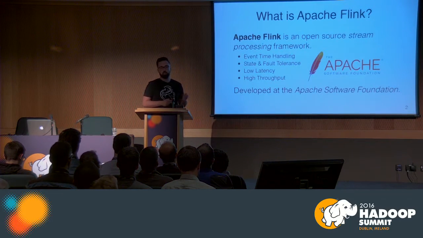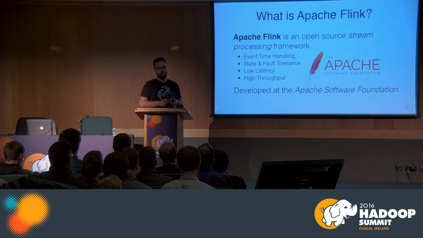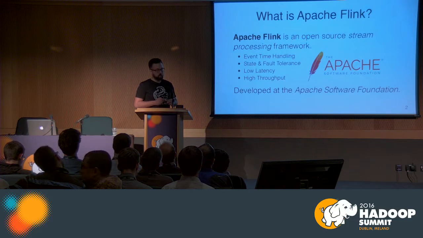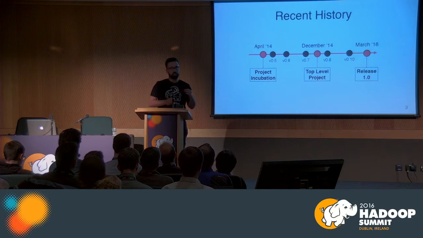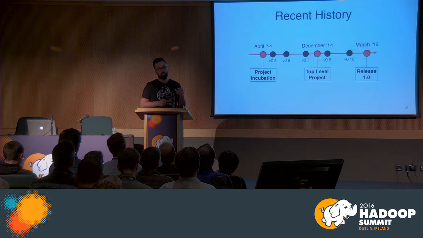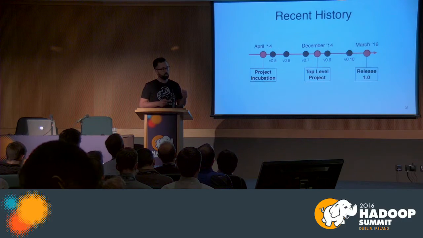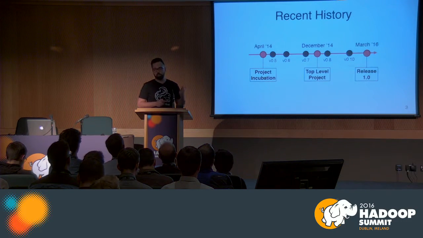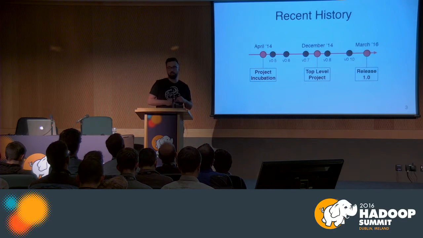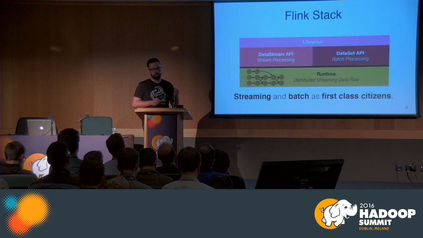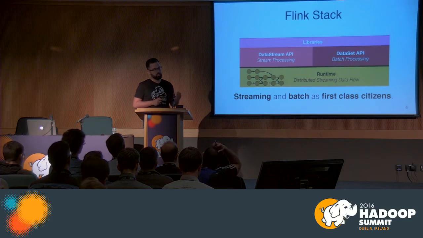Flink is developed as part of the Apache Software Foundation, as many other projects in this area. Think of Apache Hadoop, Apache Spark, etc. And looking at the history of Flink, Flink entered the Apache Software Foundation roughly around 2 years ago, then graduated to become a top-level project within the year. And just last month, we released version 1.0, which was a very big milestone for the project with many happy users.